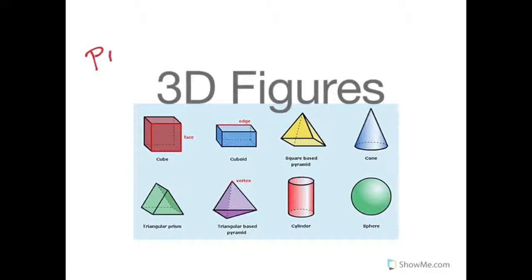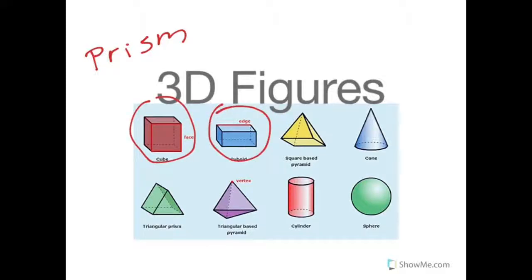First one I want to talk about is a prism. A prism has two congruent parallel bases, and the other faces are all parallelograms. This is a prism, this is a prism, and the cylinder is also a prism.